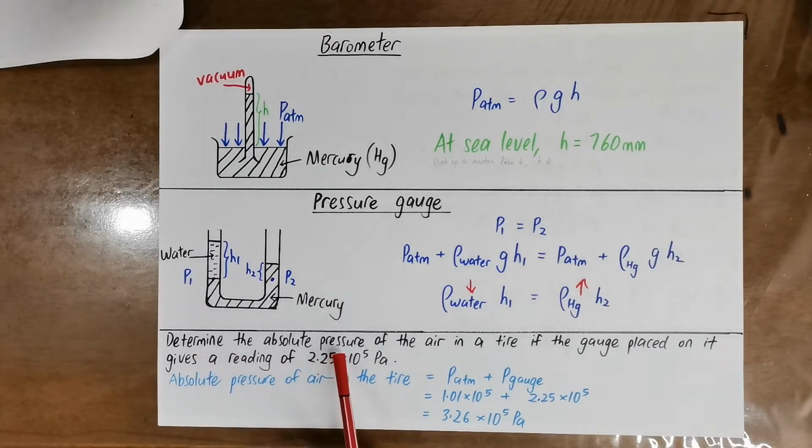Determine the absolute pressure of the air in the tire if the gauge placed on it gives a reading of 2.25 times 10 to the power 5 Pascal. The absolute pressure of air is the atmospheric pressure plus the pressure that you have measured by using your gauge.